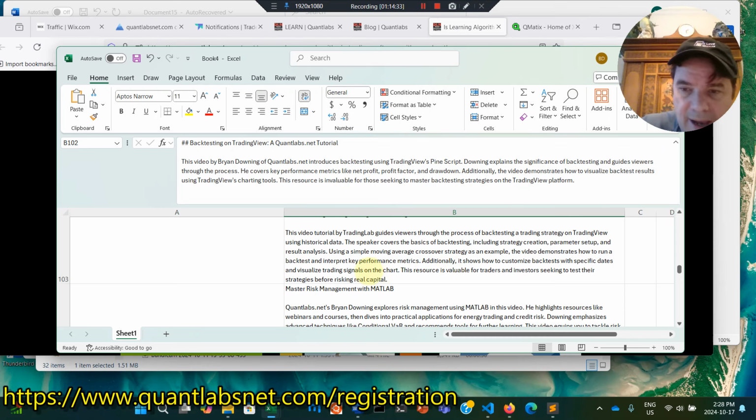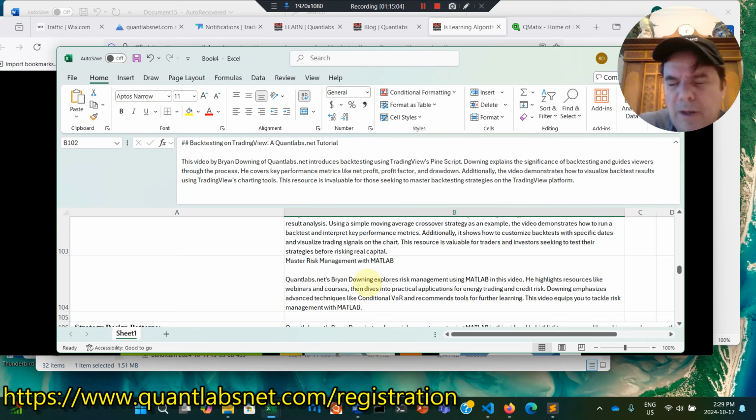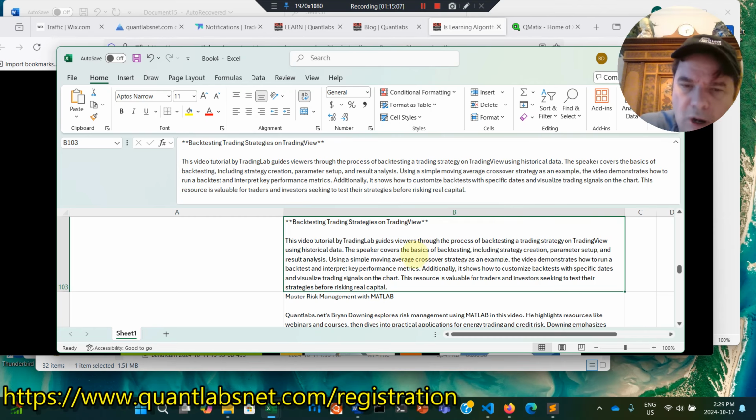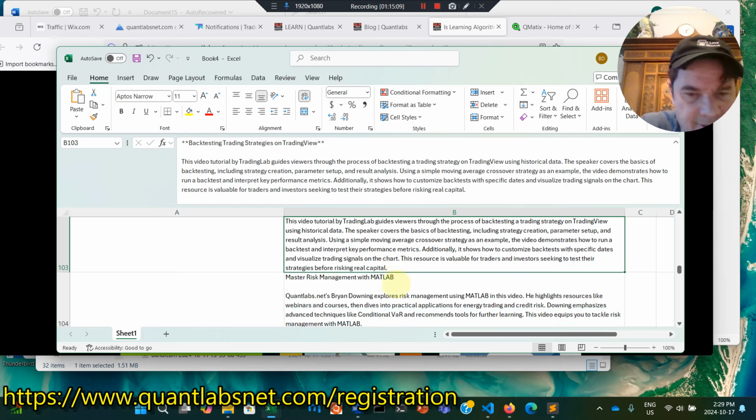How to customize a backtest with specific dates and visualize trading signals on the chart. That can involve just changing something like the time frame. With TradingView, you can go all the way down to sub-second if you're willing to pay for it on a monthly basis. But out of the box on the premium, you could pay $70 a month and get down to like 10 seconds of data. No one else does that. No other platform gives you that. It's a resource valuable for traders and investors seeking to test their strategies without risking real capital. And again, there's no programming needed to do this type of analysis.